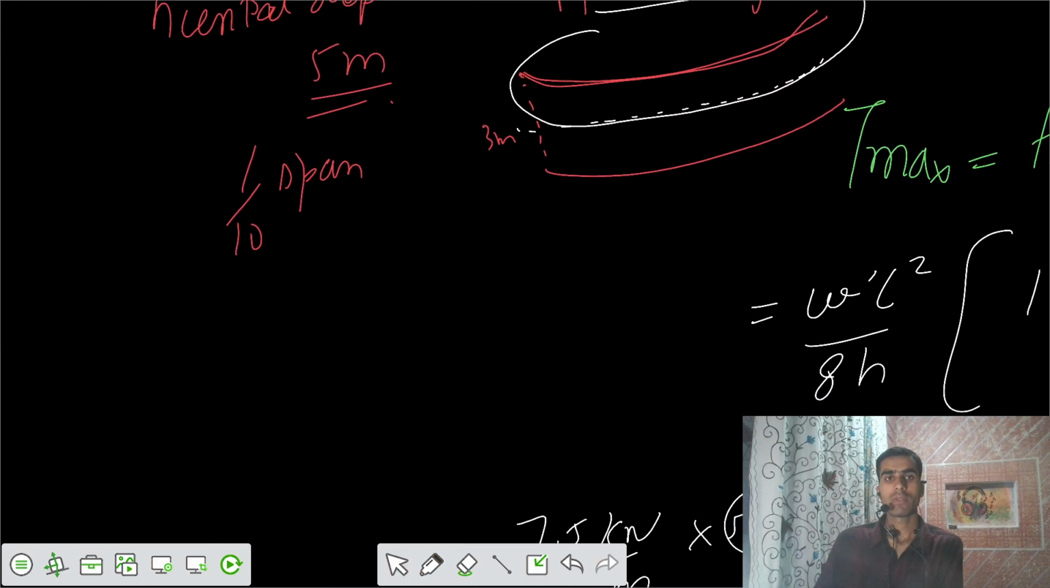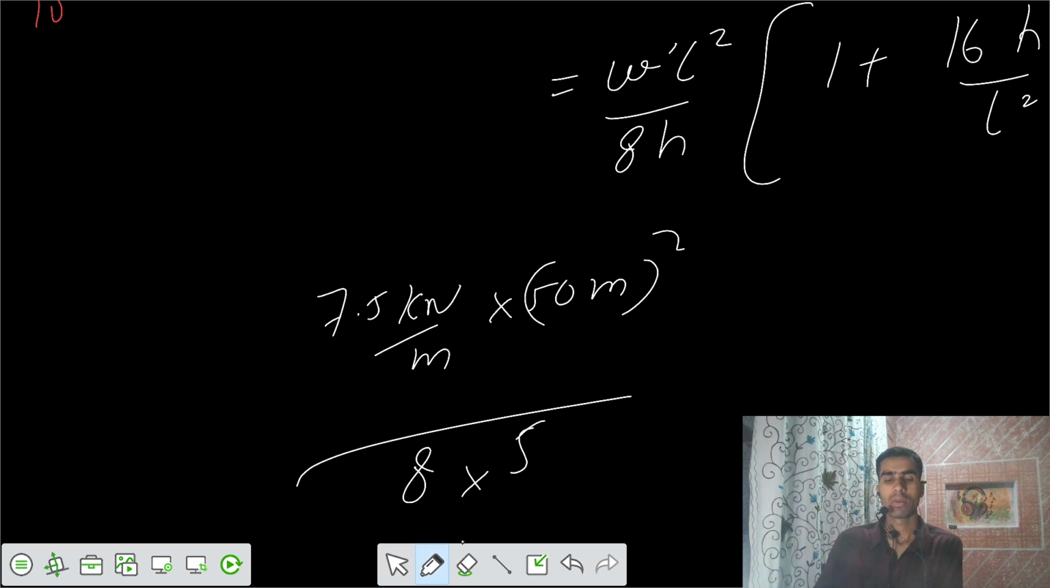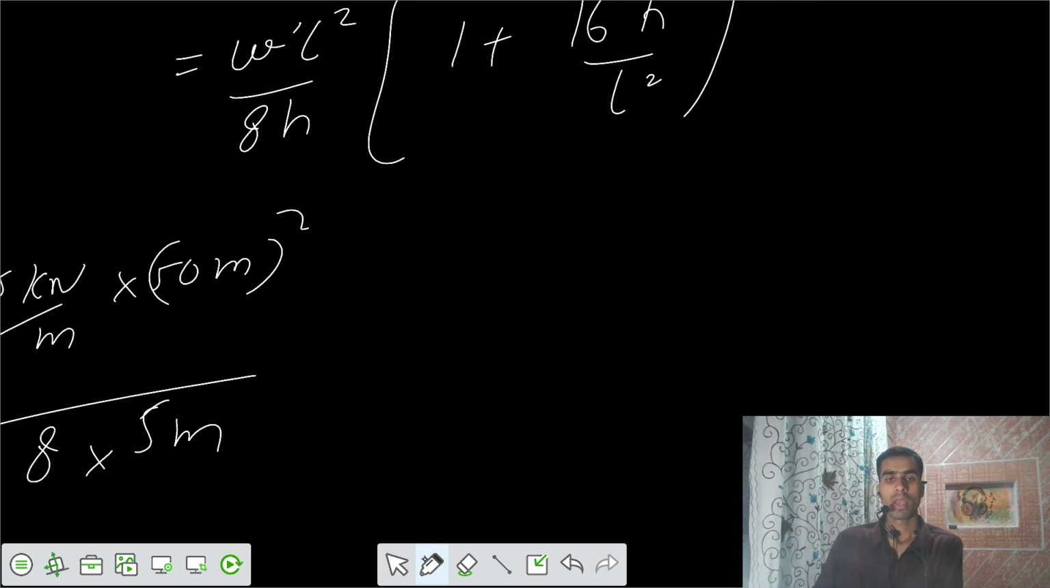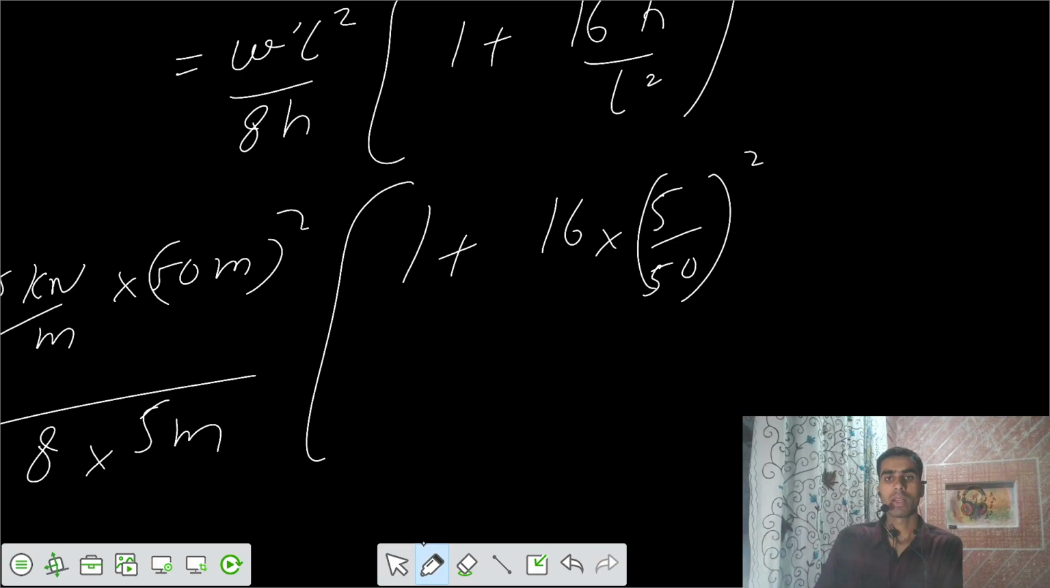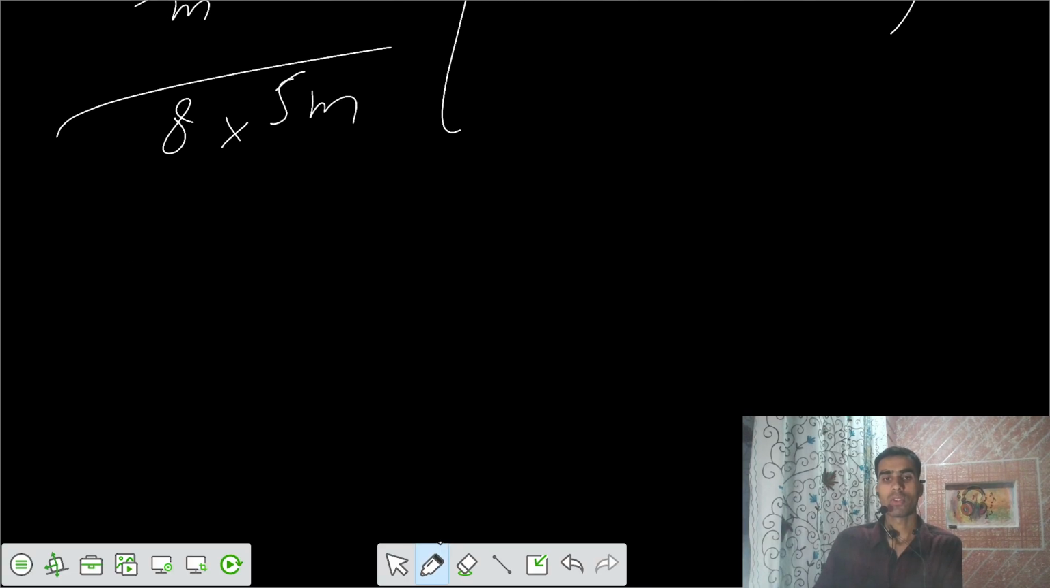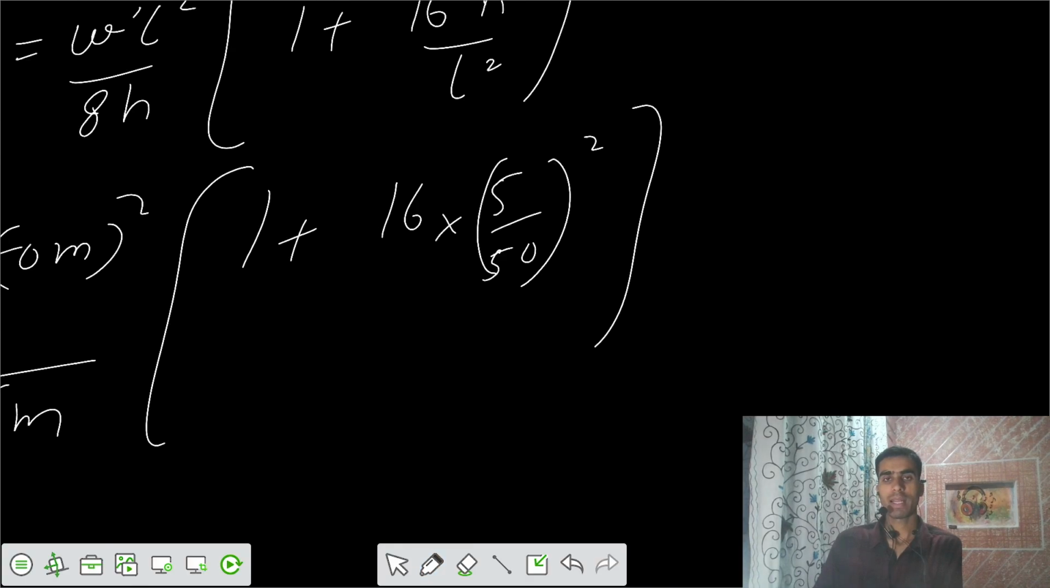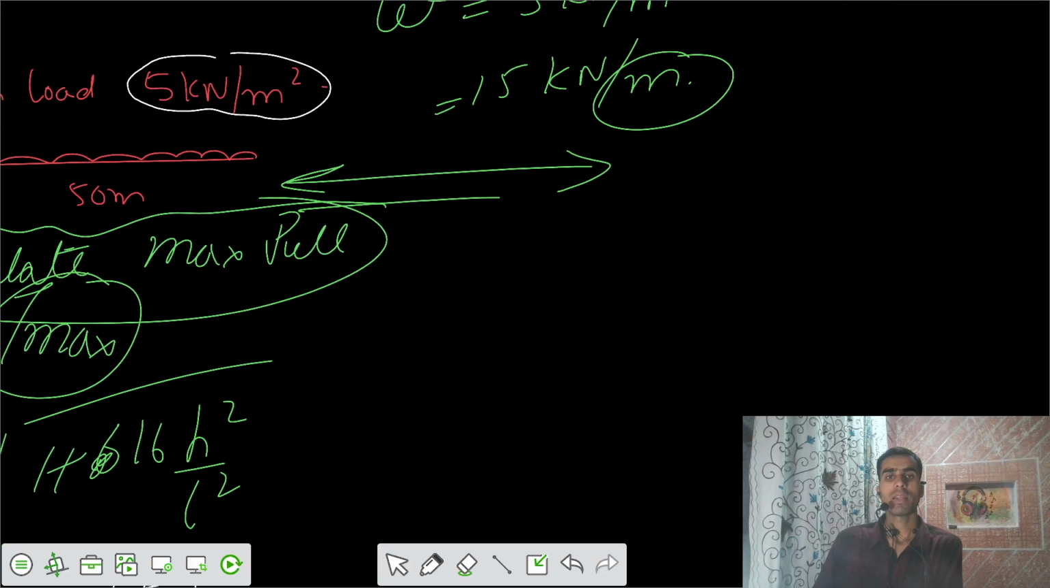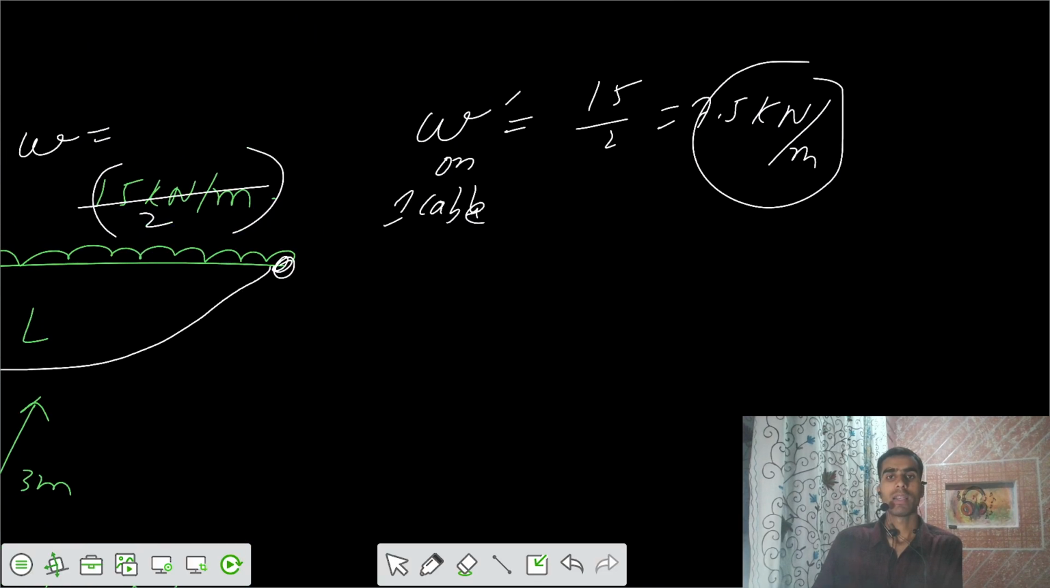Your sag is 5 meter. Into 1 plus 16 times 5 by 50 whole square. Then you can get the value of T max equals to 468.75 kilonewton.